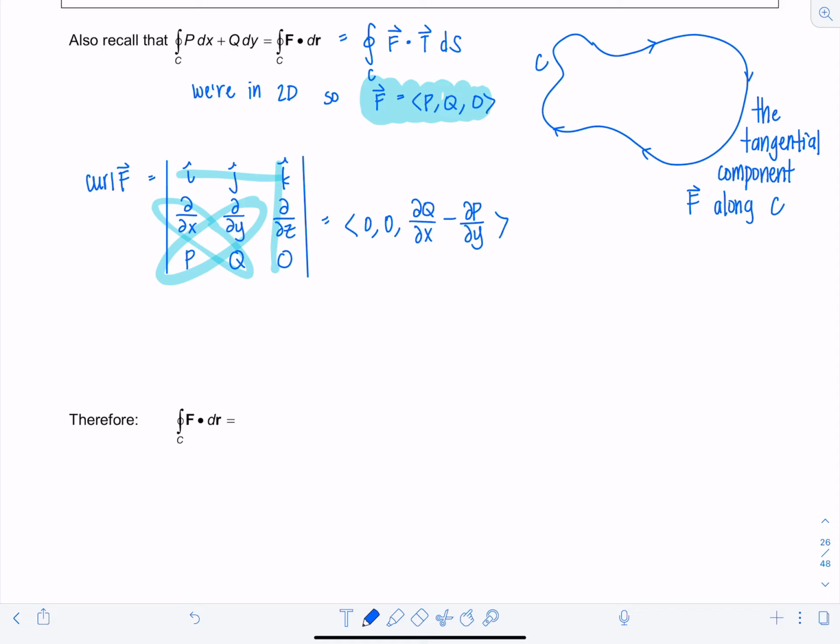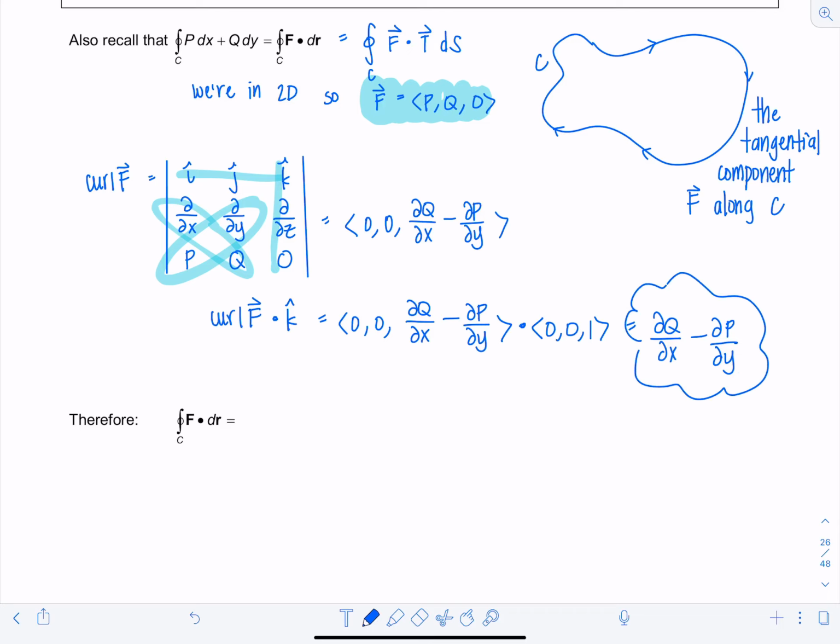Ooh, that looks like the expression in Green's theorem, except for the fact that this is just a component in a vector, right? So how would I make it a scalar? Well, I could take the curl of F and then dot it with K hat, our unit vector 0, 0, 1. So if I take 0, 0, del Q del X minus del P del Y, and I dot it with 0, 0, 1, now I get the scalar del Q del X minus del P del Y. Ooh, so this is exciting.